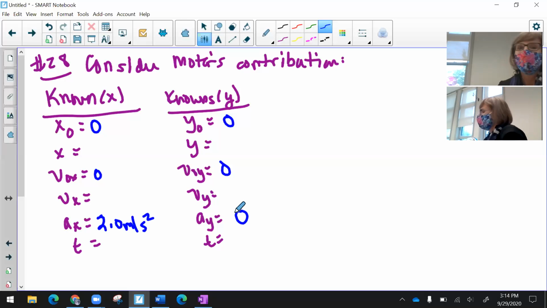All right. And what else do we know? What else can I add here? Time, right? And how long is the boat moving for? 1 second. And like I said, time is going to be the same for both.